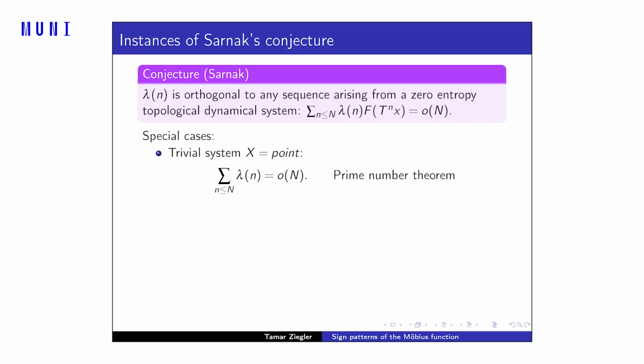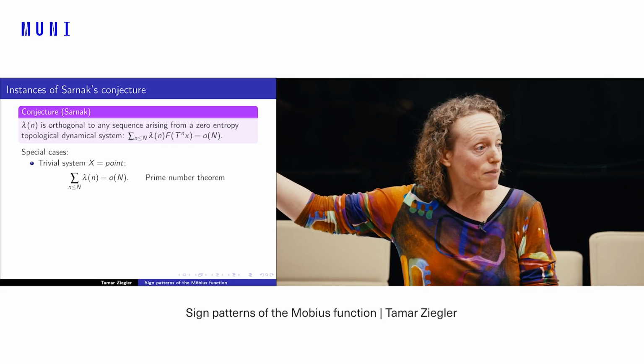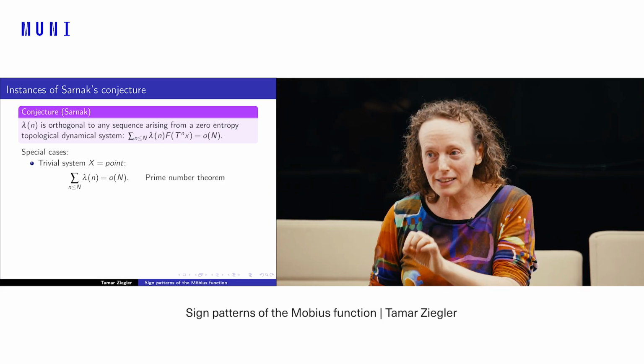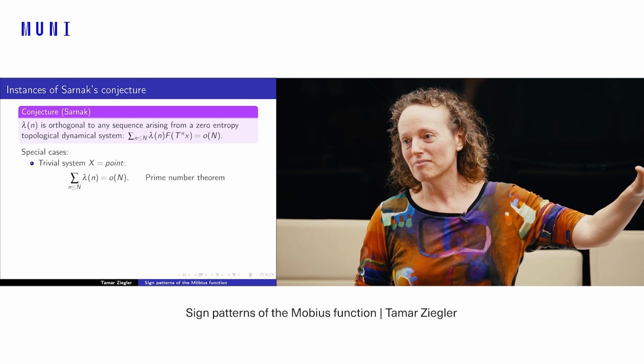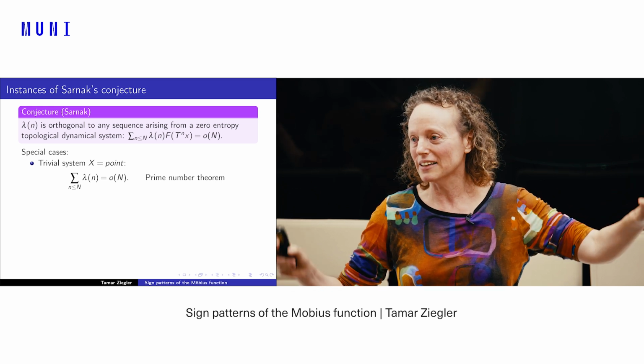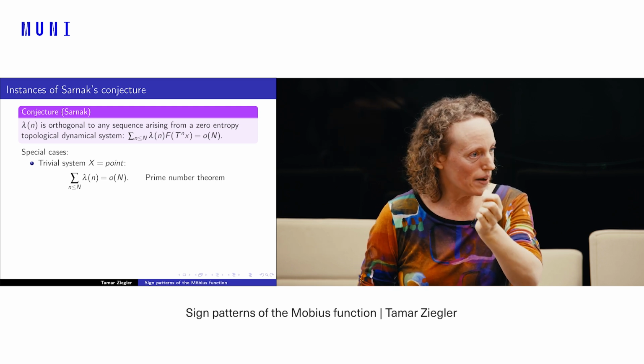If I take the trivial system, it has just a point, trivial action, nothing in it, then what is any continuous function? This is just a constant. It's just saying that lambda should be orthogonal to constant functions, which is just saying that it should exhibit some cancellation. So the trivial example is the prime number theorem. That's the main theorem in analytic number theory, the base case for this conjecture.